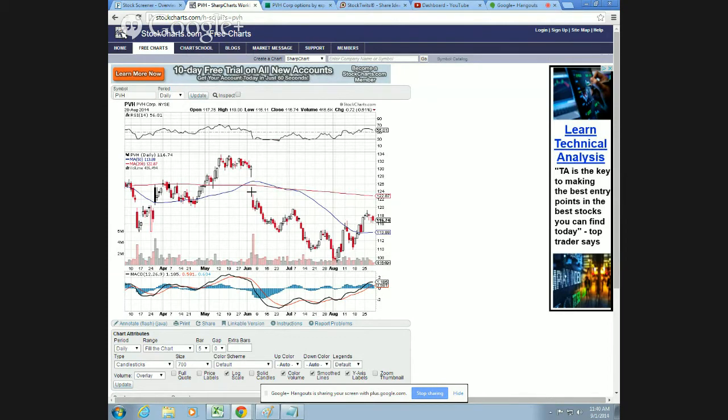This was the earnings reaction from the prior earnings report, and so you have a pretty decent move from near a 130 close to close at 120, so a $10 move. So it's got the capability of moving that much.